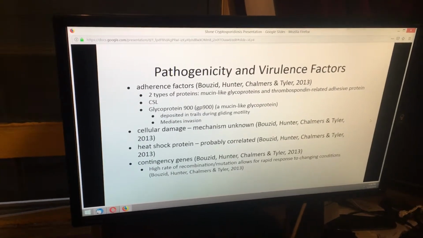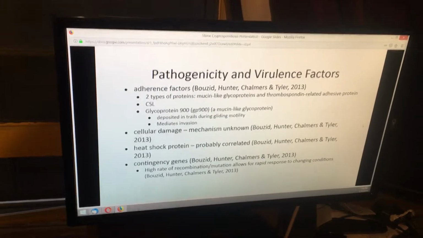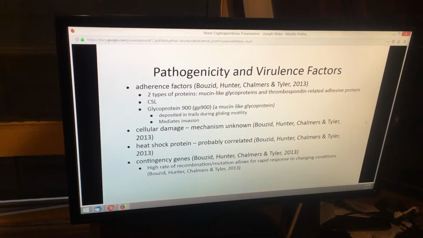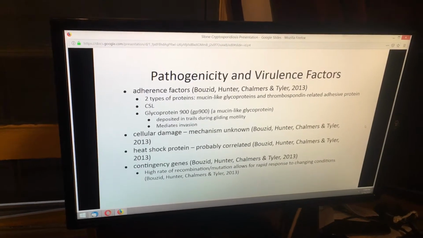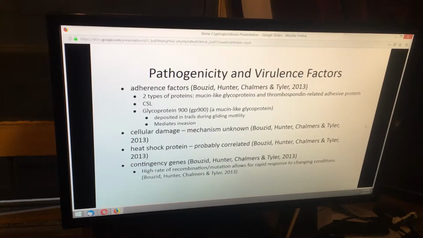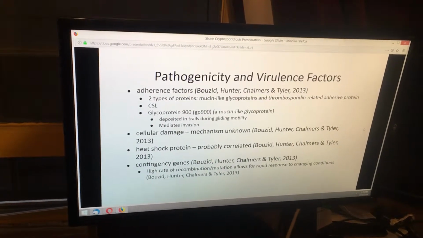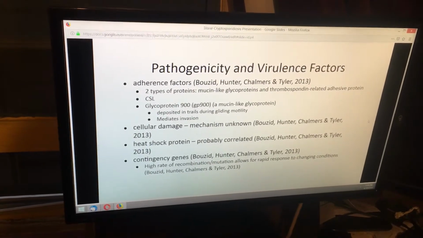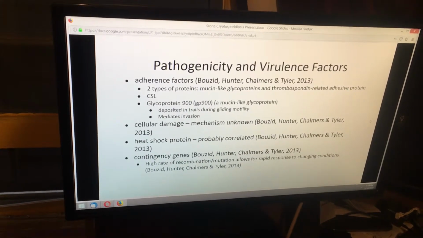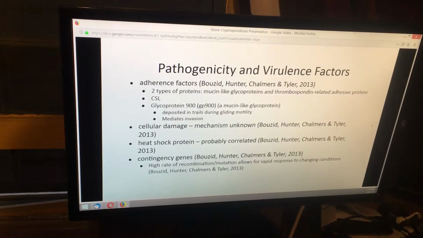There are 2 proteins that are adherence factors, the mucin-like glycoprotein and the thrombospondin-related adhesive protein. They both mediate adhesion. This CLS, the circumsporozoite-like glycoprotein, binds to intestinal epithelial cells in humans and bovines. And this glycoprotein 900, which is one of these mucin-like glycoproteins, is deposited in trails during gliding motility, and it mediates invasion.